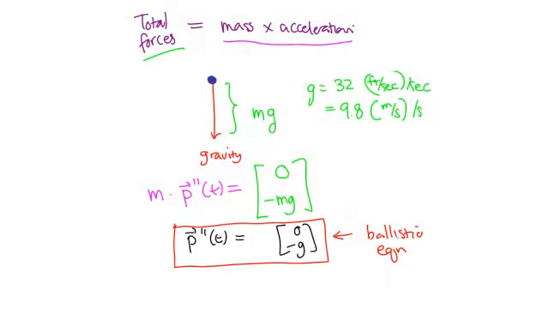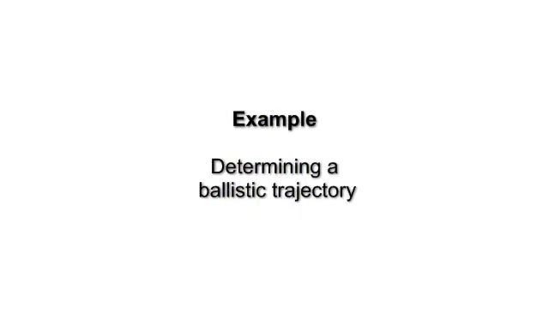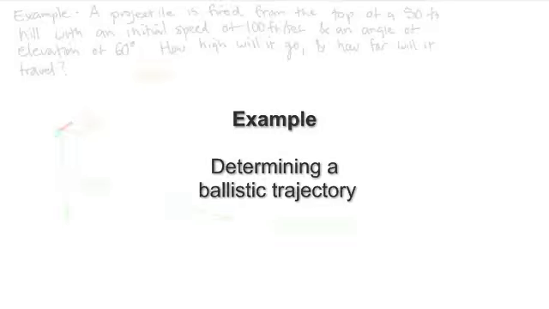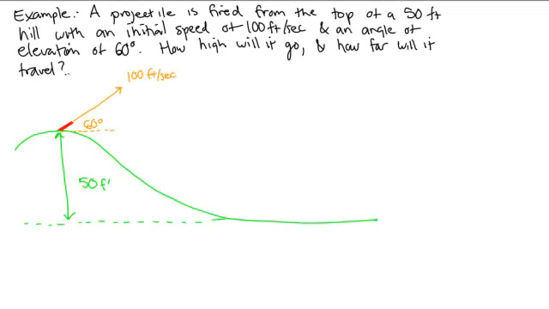Let's take a look at a sort of common example of this. A projectile is fired from the top of a 50-foot hill with an initial speed of 100 feet per second and an angle of elevation of 60 degrees. How high will the projectile go, and how far will it travel before it comes back to Earth?